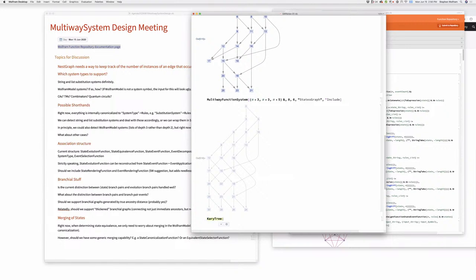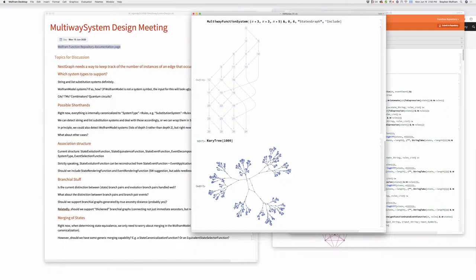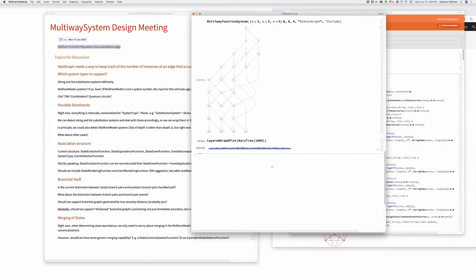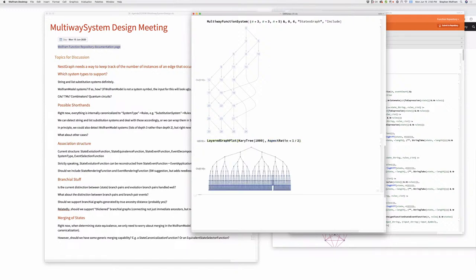Okay, what can it do? Well, here, look. I get carry tree of 1,000, and then I say layered graph plot. Okay, and I get that. So what I do essentially 100% of the time is say aspect ratio arrow a half, when it gets long and narrow like that. Charles, do you want to comment on that? No, that's a valid point. I saw your email, you are looking into that.